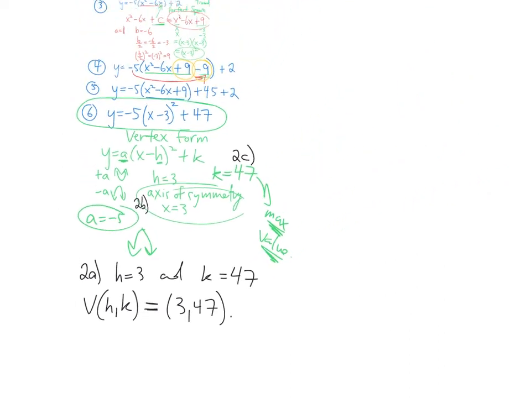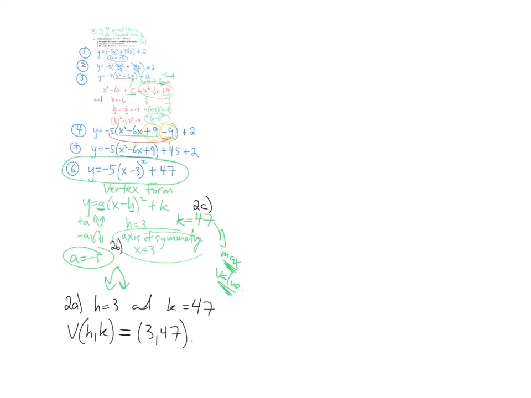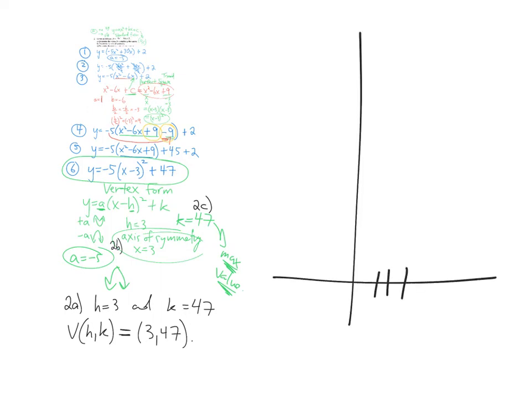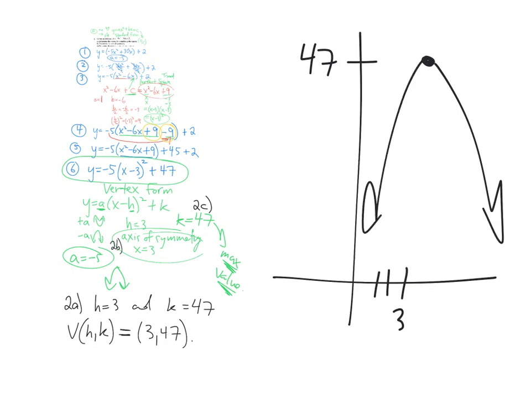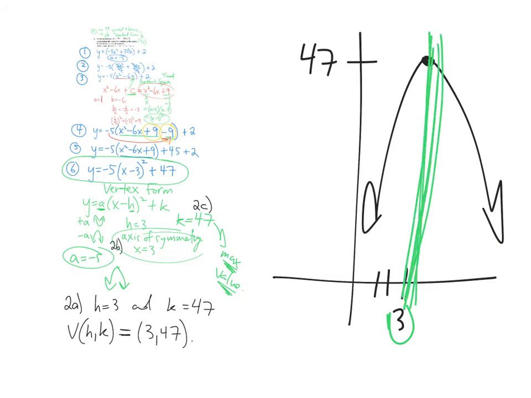And let's put this in perspective. Let me just shrink this down a little bit. If we draw a sketch, and at 1, 2, 3, and let's just jump up to 47, that is our vertex. And because a is negative, the parabola is going down. So notice the maximum y value possible is 47. And notice that this y value occurs when x is positive 3.